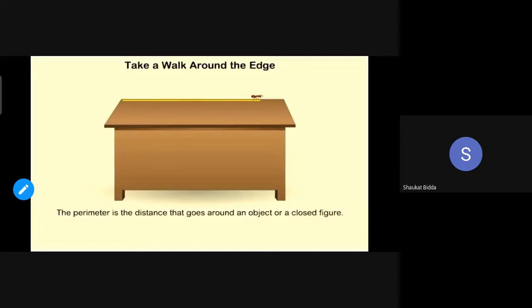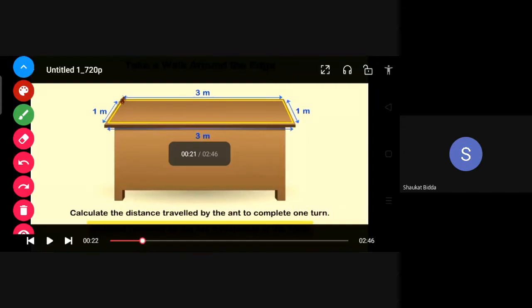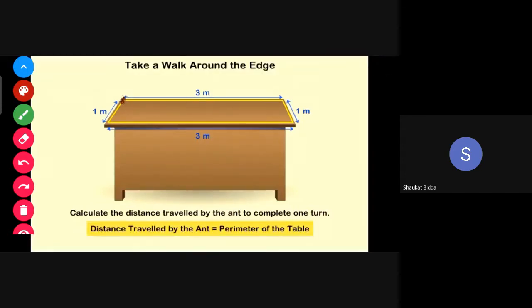I told you another word for edge, that is border. Yes, ma'am, border. And last, we have to count the perimeter. So I have explained this, that edge means border. So this is the border of the table, this much. And when we add all the sides, we will find the perimeter. So here it is given, you can see 3 meter, 1 meter, 3 meter, 1 meter.